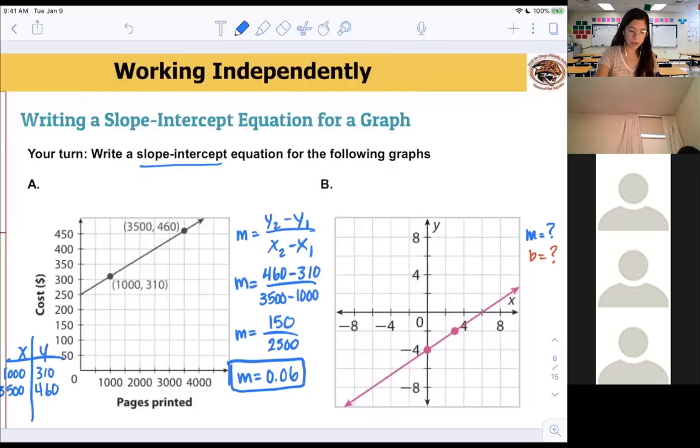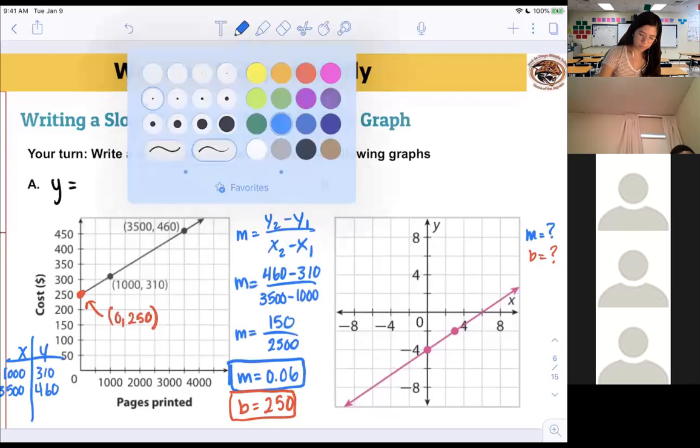Now I do my b. For b, all I do is look at the graph. Where is the y-intercept on this graph? 250. You're just looking at the first point, (0, 250). And now I have everything I need to write my equation. I have my m, I have my b. Who would like to say the equation nice and loud? y equals 0.06x plus 250.